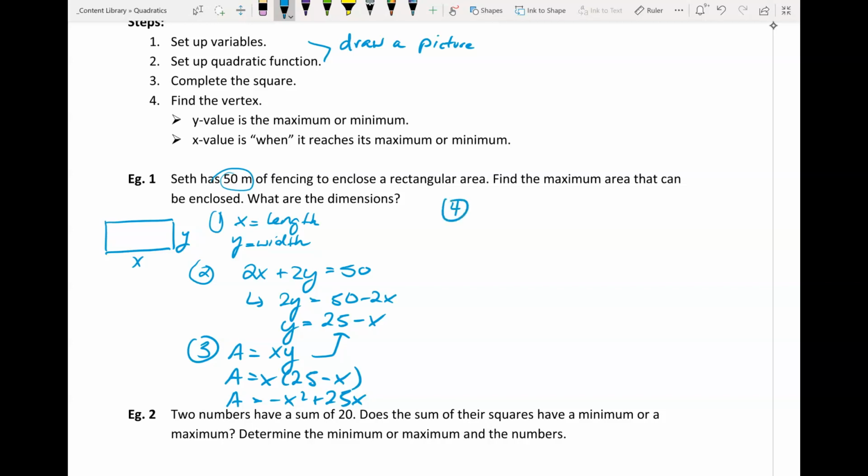In my next step, I'm going to complete the square to find the vertex. So to complete the square, I can't have a coefficient in front of my x squared, so I'm going to factor that out. Then in my next step, I'm going to take this 25, divide it by 2, and then square it. And I also need to subtract that out as well.